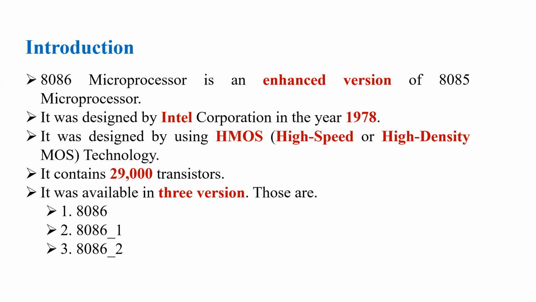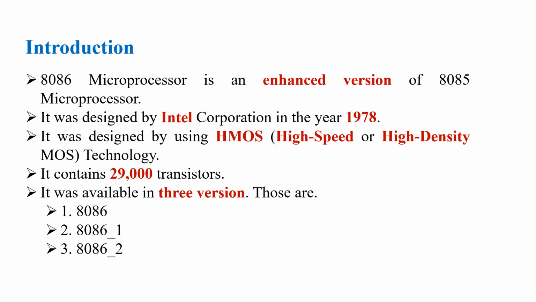Coming to the first point, the 8086 microprocessor is an enhanced version of the 8085. Here, enhanced means the speed of operation of the 8086 is more than the 8085. In terms of speed, the 8086 is enhanced compared to the 8085, and the functions performed by the 8086 are more compared to the 8085. We know that the 8085 was an 8-bit microprocessor from Intel, and the 8086 was a 16-bit processor from Intel.